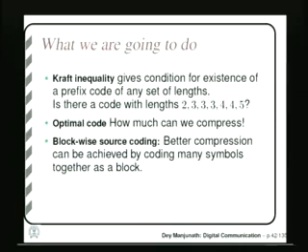Now in this class we are going to do Kraft inequality, which will give us a condition for existence of a prefix code for any set of lengths. So if you are given a set of lengths, say I tell you that I want a prefix code with lengths 2, 4, 4, 4, 4, 4. So there should be 6 code words, 1 should have length 2, 5 should have length 4. Is there such a prefix code? So the Kraft inequality will answer such questions.